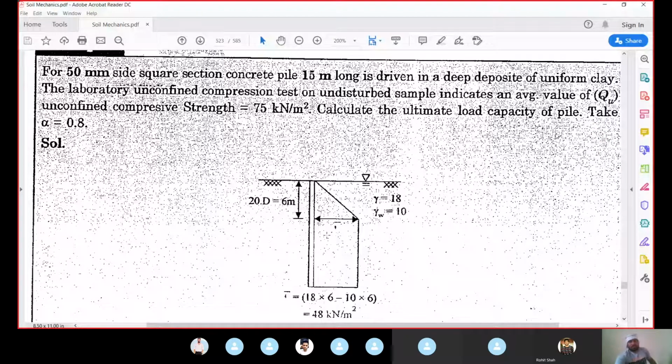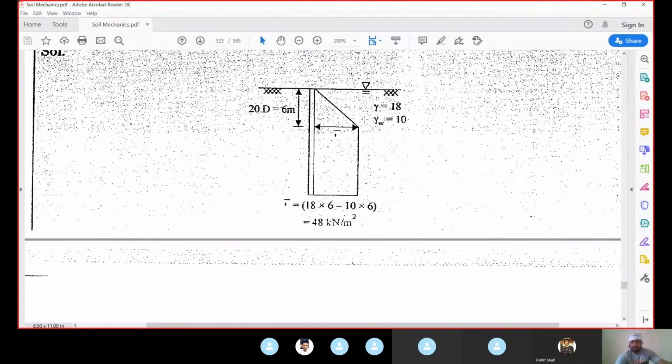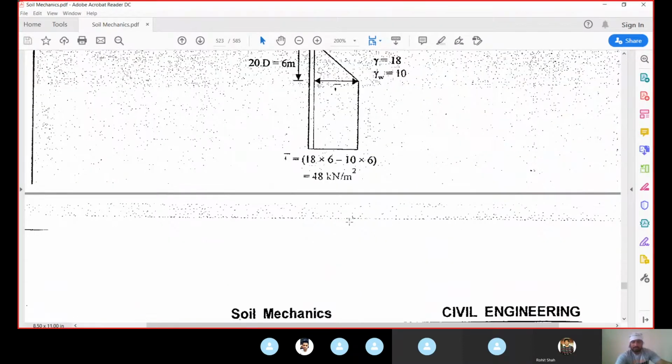Now what they have done, they have multiplied 18 by 6 minus, because the water table is at the top, at ground level itself. So 18 into 6 minus 10 into 6. I'll tell you later why they have done this 20 times diameter. So 18 into 6 minus 10 into 6 will give you the effective stress at this particular level, that is 48 kilonewton per meter square. And from this particular point, they have taken this as constant.